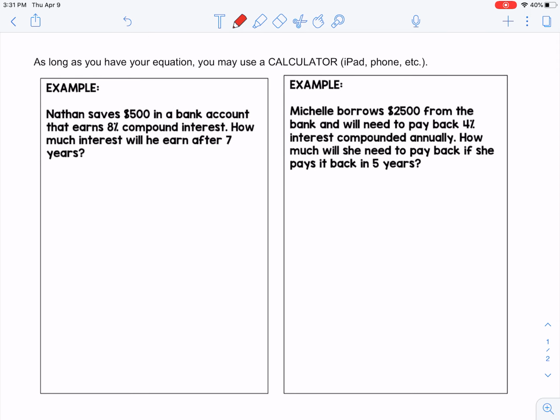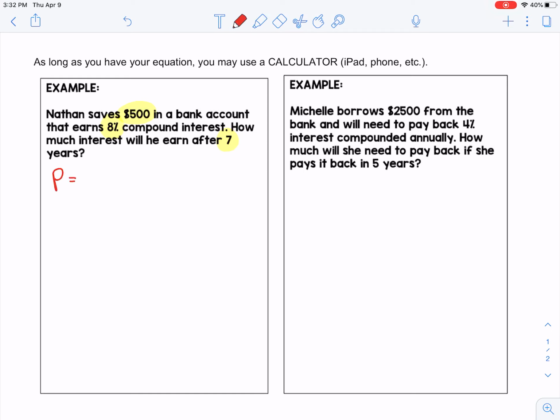It says Nathan saves $500 in a bank account that earns 8% compound interest. How much interest will he earn after 7 years? So we know that he has $500 saved in his bank account, and he's earning 8% compound interest. And we know that he's going to keep it in there for 7 years. So let's look at how we can plug this in.